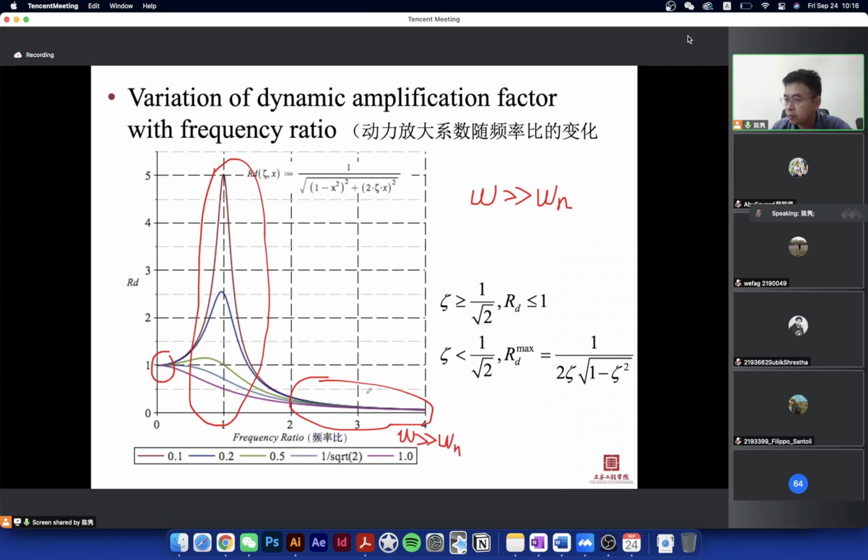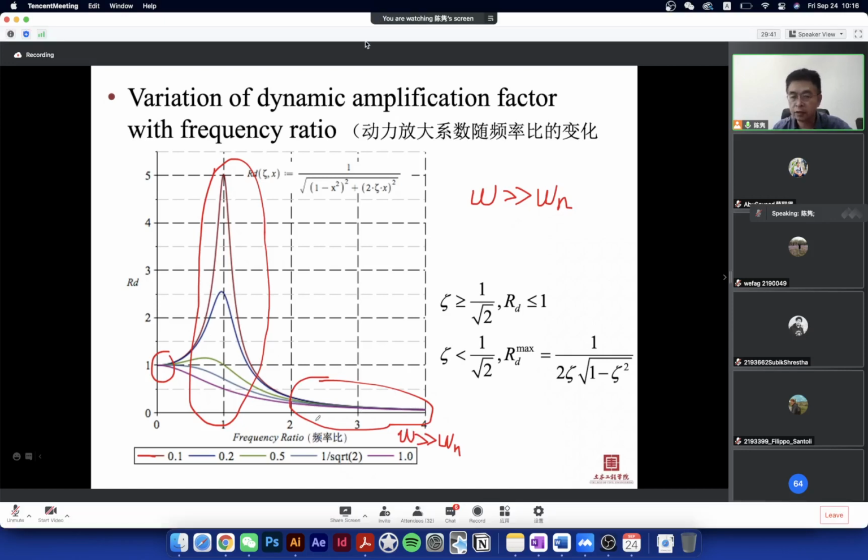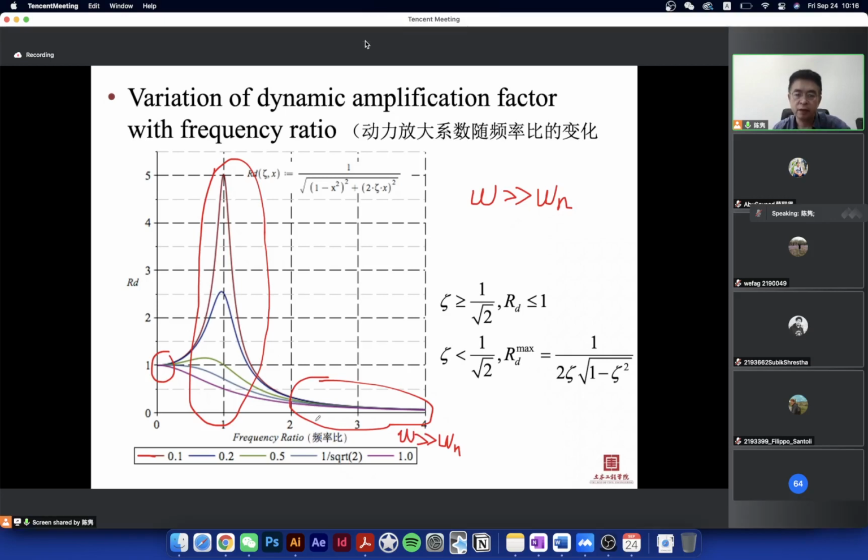And you can see that the damping ratio has almost no effect. Although you have already increased the damping 10 times, from 0.1% to 1%, then 100%, the RD almost doesn't change. Which means in this situation, increasing the damping of the system is not an effective way to reduce the deformation of the system.